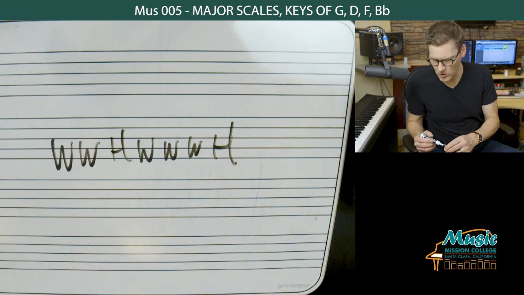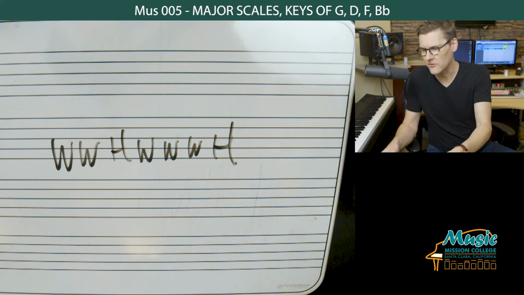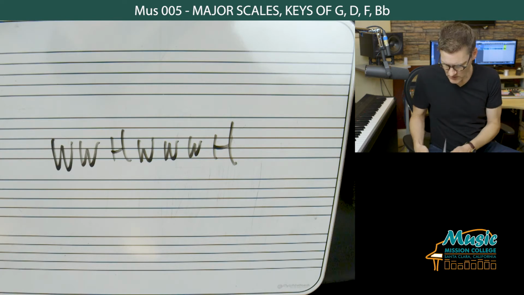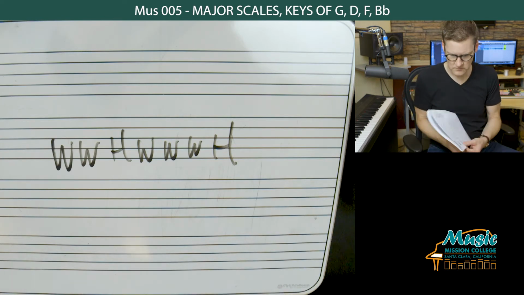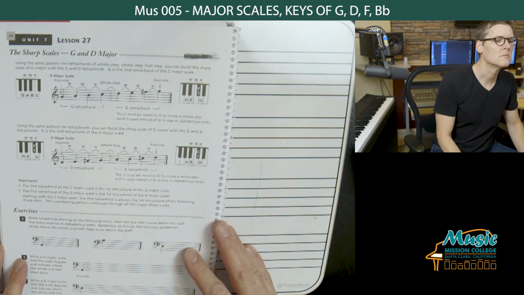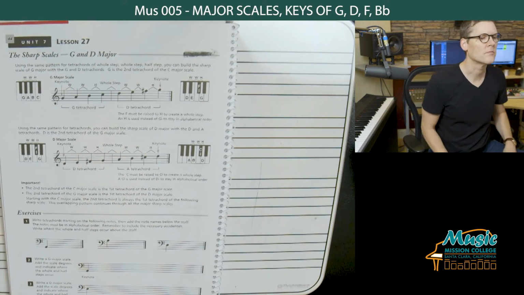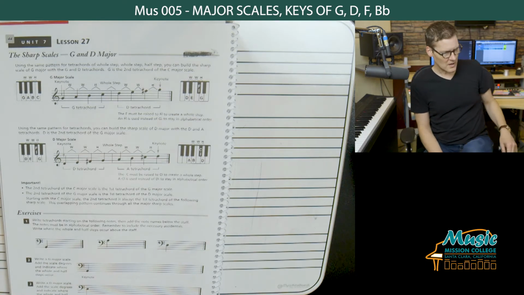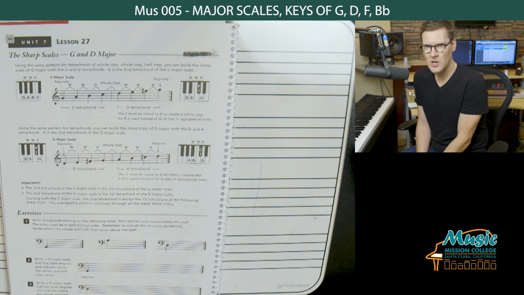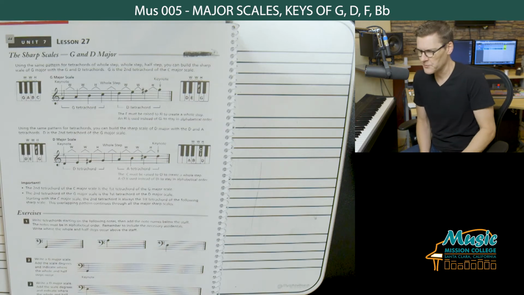Memorize that. Whole, whole, half, whole, whole, whole, half. If we turn the page to 44, they give us 2 other scales, which they're calling the sharp scales.